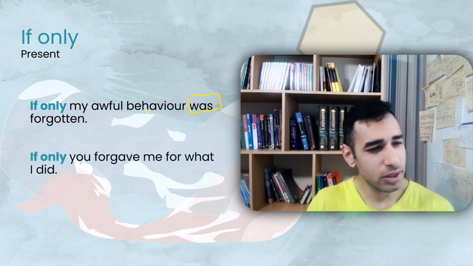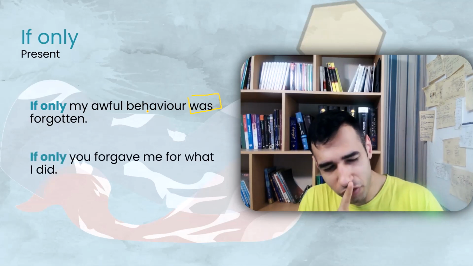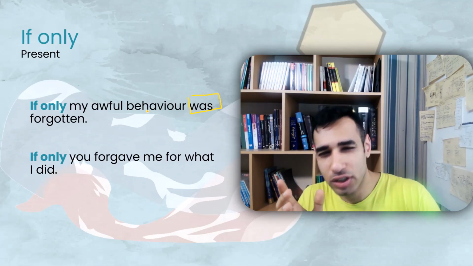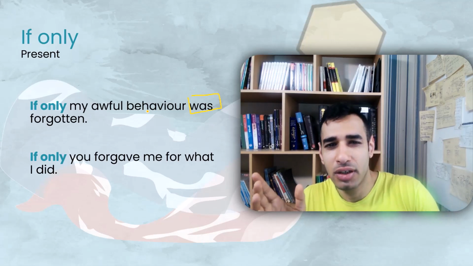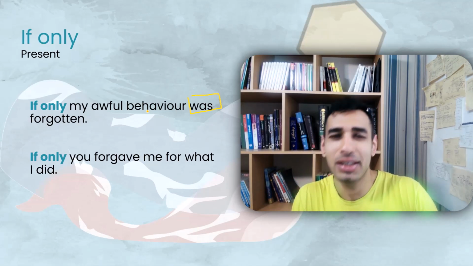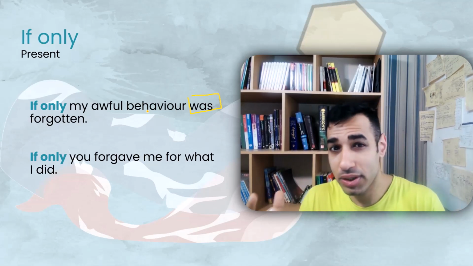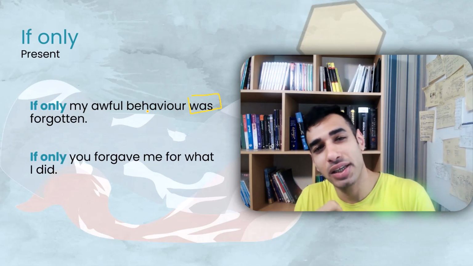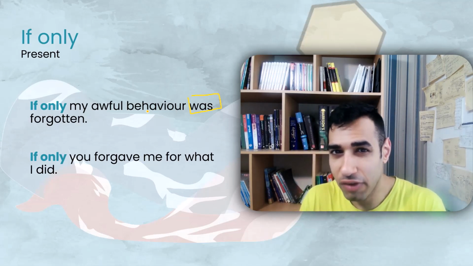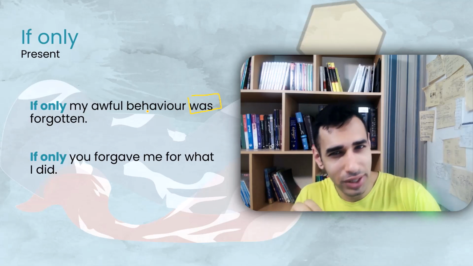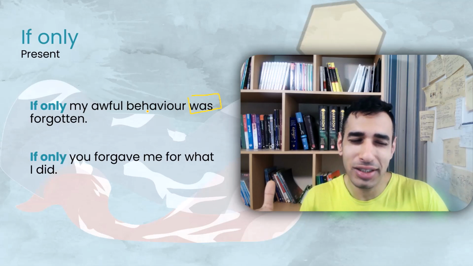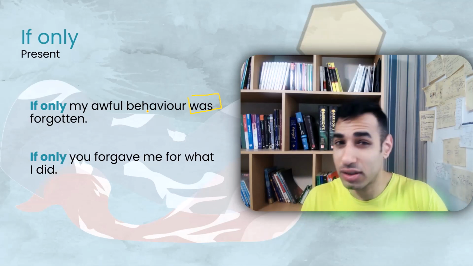Another sentence. If only you forgave me for what I did. I wish that you forgive me. I wish that you forgave me. Past tense. This is something that I want. This is my desire that you forgive me. And I use if only to talk about this desire. If only you forgave me for what I did, or maybe what I have done.